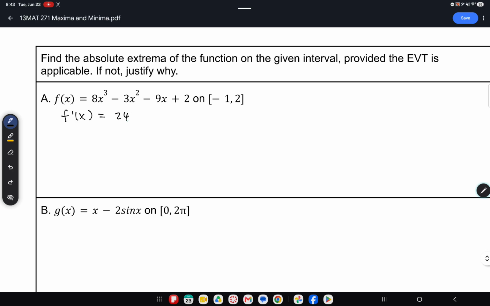So we get 24x squared minus 6x minus 9. And I want to set that equal to 0. And I probably want to factor out something. I think I can factor out a 3, and that might help. So 8x squared minus 2x minus 3.